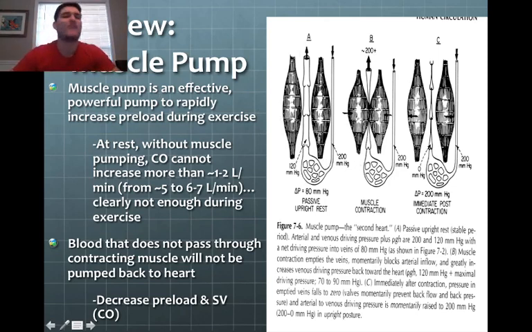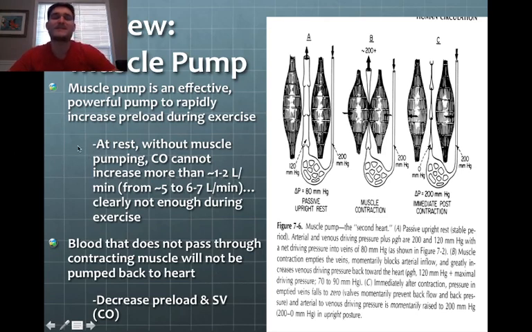And so again, that's an effect that we call the muscle pump. It's an effective, powerful pump to rapidly increase preload during exercise. And so you could see the effects when you remove the muscle pump on cardiac output. Without the muscle pumping, without that skeletal muscle contracting and helping deliver blood flow back to the right atrium, cardiac output cannot increase more than 1 to 2 liters. And if we're trying to get 20, 25, 30, 40 liters of blood per minute during exercise, well, this bump up of only 1 to 2 liters of blood is not going to help at all.